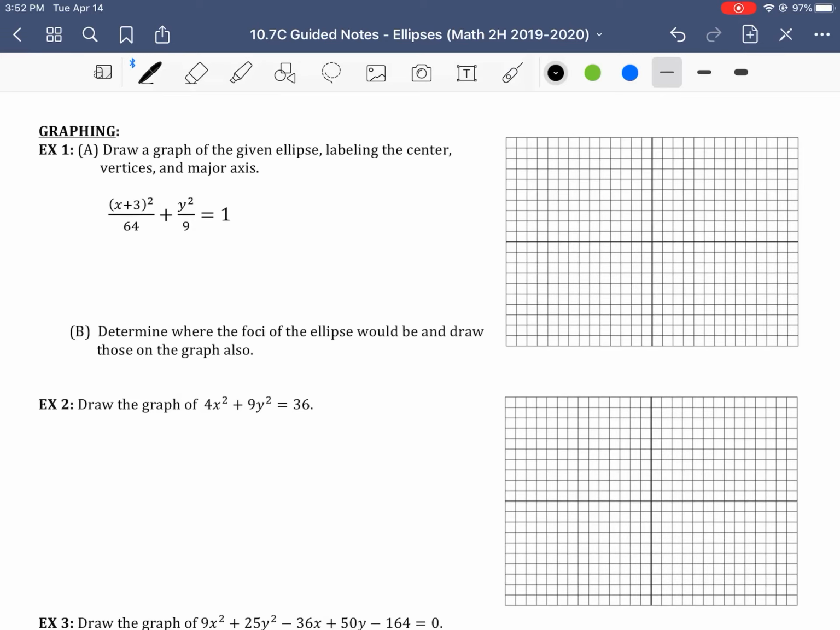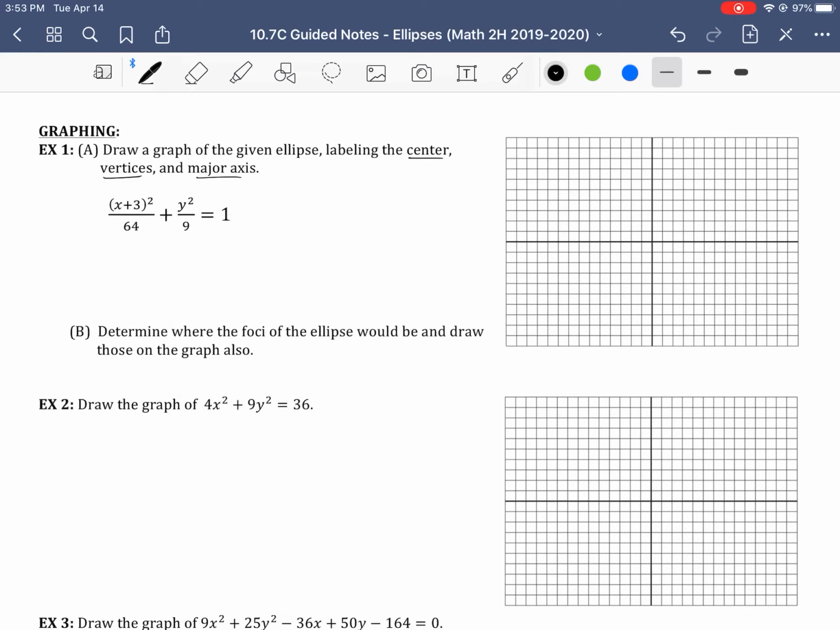All right, now that we know what an ellipse is, let's talk about how to graph one. So we're going to go through these 4 examples. On the first one it says, draw a graph of the given ellipse, labeling the center, vertices, and major axis. So again, we're going to find the center. That's the thing that we need to start graphing our ellipse here.